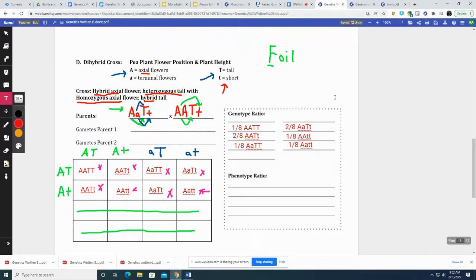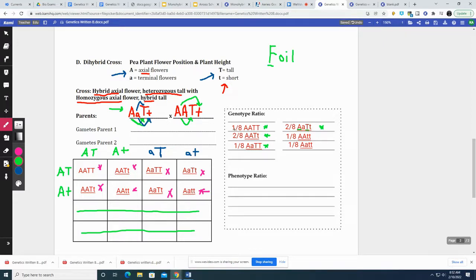Phenotypic ratio, it's just saying, hey, what are these plants going to look like? All right, well, let's look. This one right here is going to be axial and tall because it has 2 dominant axial alleles and 2 dominant tall alleles. So is this guy. He's going to be axial and tall because he has 2 dominant axial alleles and 1 tall. You only need 1. Same with this guy. He's going to be axial and tall. Same with this guy. He's going to be axial and tall because you got 1 dominant axial allele. That's all you need because it's dominant. And 1 tall allele. That's all you need.